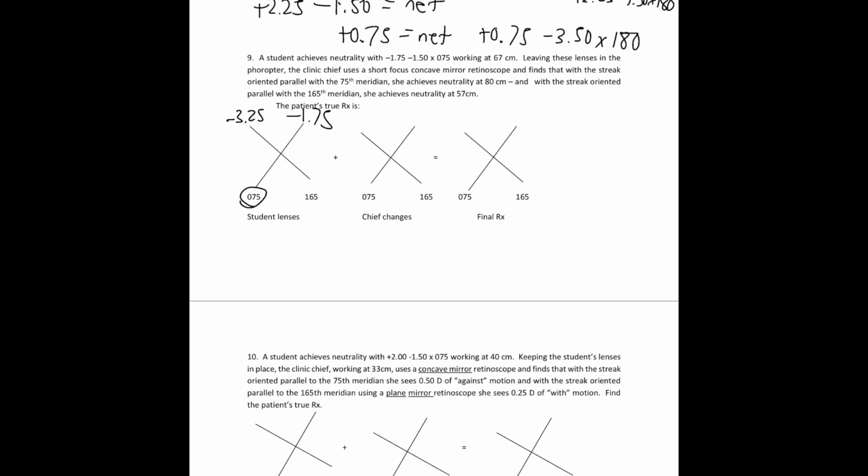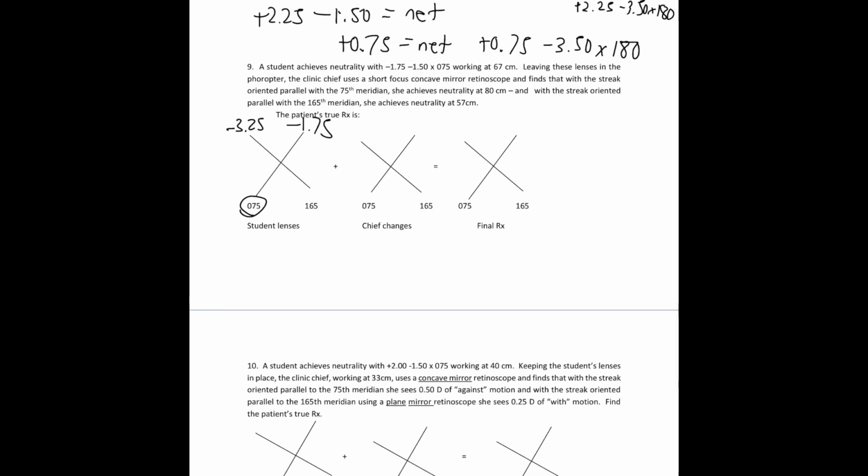The chief's changes are they leave the lenses in the phoropter, and they use the concave mirror and find neutral. If they see neutral, there is no difference whether they use the plano mirror or the concave mirror, it's the same thing. So I'm just going to ignore that whole part. And then they find, with the streak oriented parallel to the 75th meridian, they achieve neutrality at 80 centimeters.